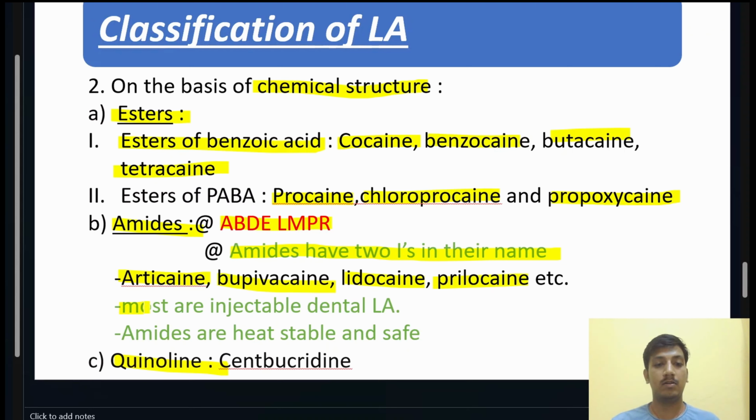Most amide LAs are injectable dental LAs, and amides are heat stable and safe as compared to esters. Esters are not heat stable and are relatively not safe, as they cause hypersensitivity reactions in the patient.